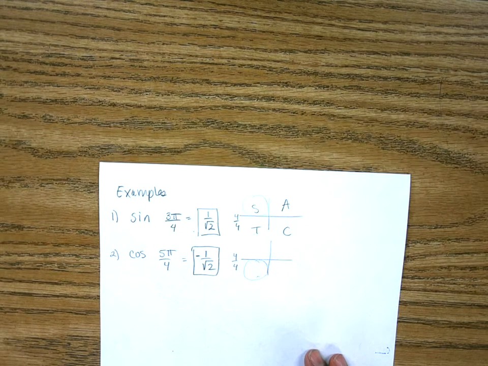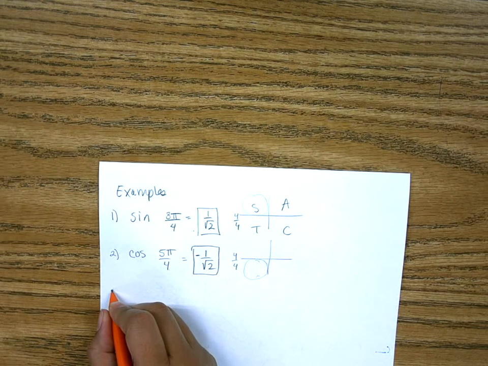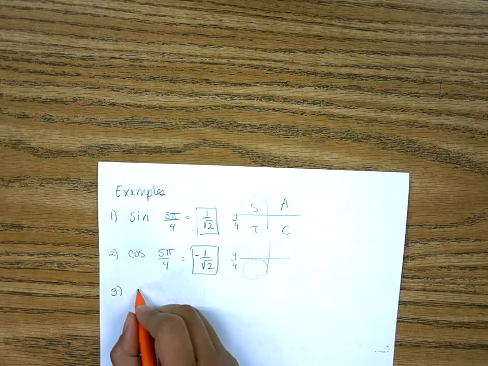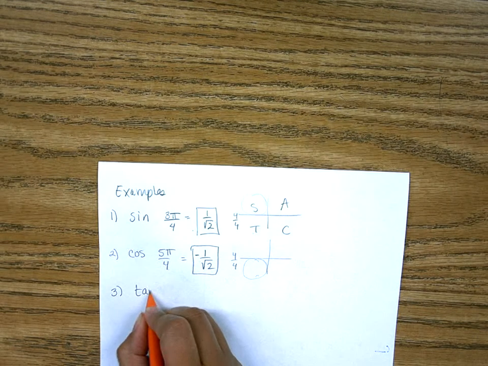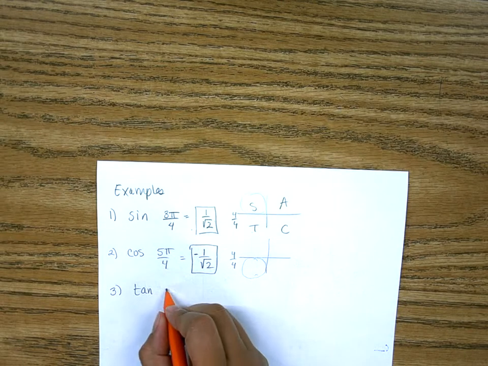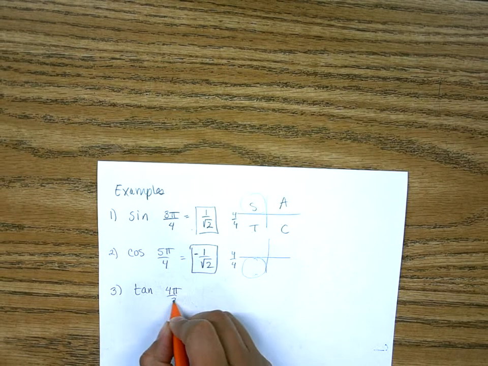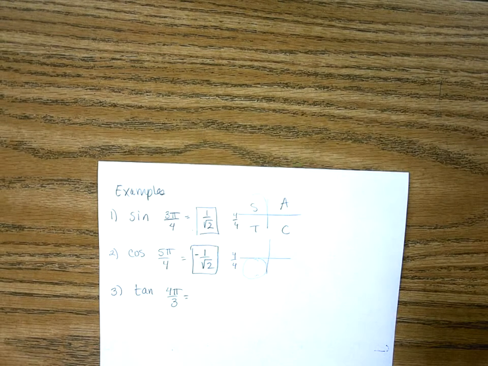Okay, in order to do the next one, I am going to go over a shortcut you learned last year. Actually, not yet. I'll give it to you in the next one. 3. Tangent of 4 pi over 3.